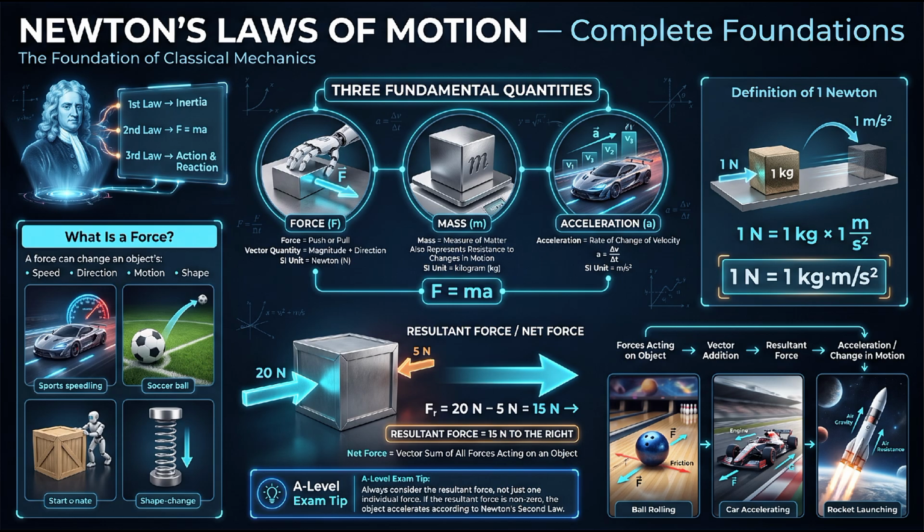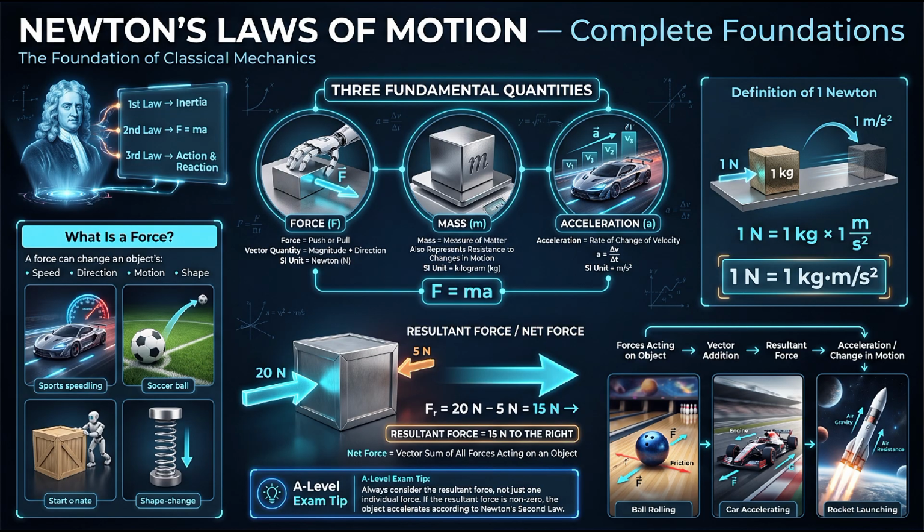Newton's third law explains interactions between objects. It states that when one object exerts a force on another object, the second object simultaneously exerts a force of equal magnitude and opposite direction on the first object. These are called action and reaction forces. An important point is that the two forces act on different objects, so they do not simply cancel each other.